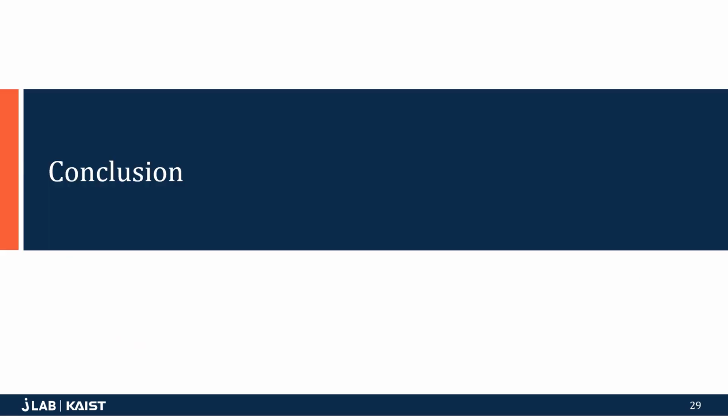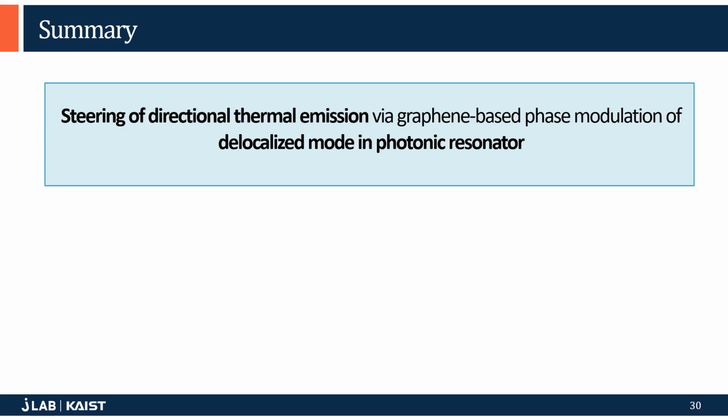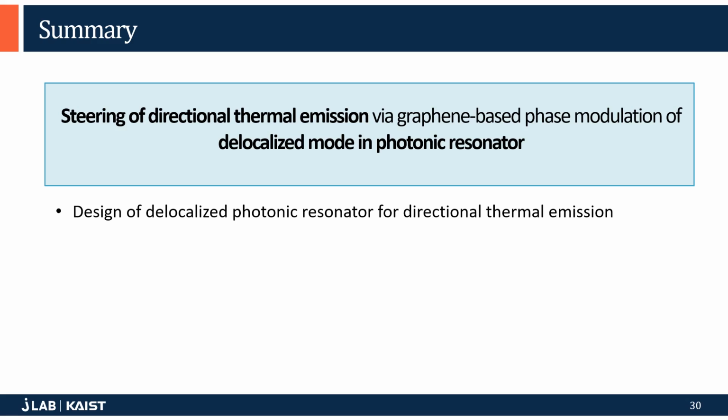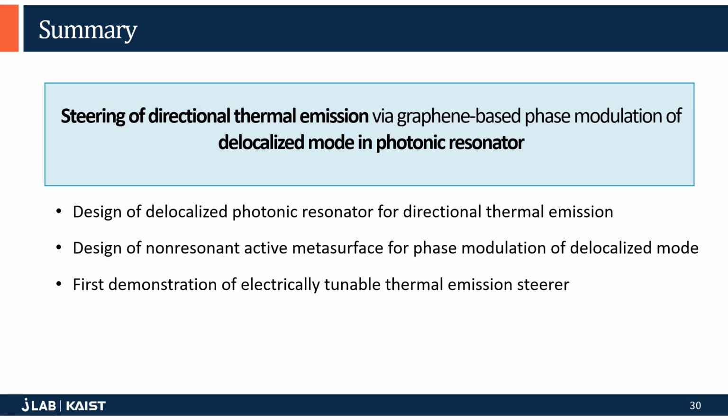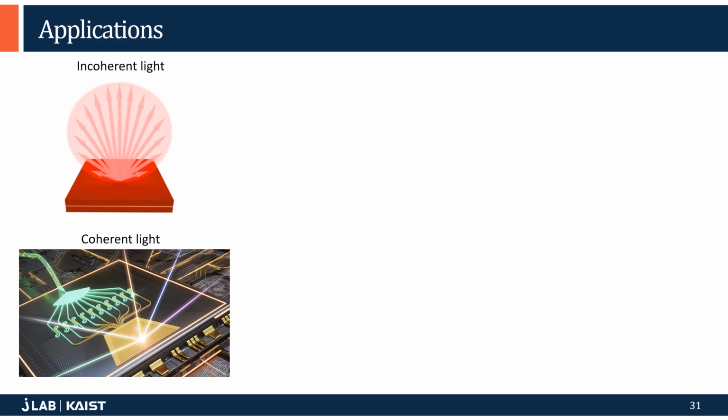Now I will talk about some conclusions. As I mentioned earlier, our objective is the steering of directional thermal emission by using the nonlocal mode resonator and the graphene metasurface. Now I think you understand why these two components are required. Here I showed the design of the delocalized photon resonator for directional thermal emission, and also the design of the non-resonant graphene metasurface. The most important thing is that this work shows the first demonstration of an electrically tunable thermal emission steerer. I think this is a kind of foundation for not only the scientific field but also industry.